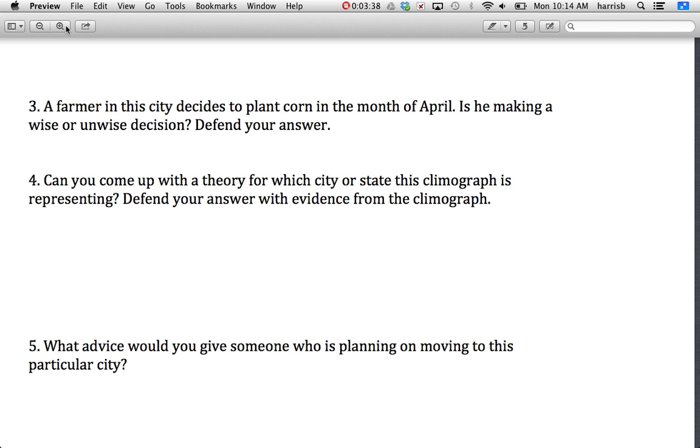Number four, can you come up with a theory for which city or state this climograph is representing? Based on what you know about the weather and climate of different places, and based on the information in the climograph, see if you can come up with a theory as to which city or state this climograph is representing, and use evidence from the climograph to defend your answer. Now, for number five, think about if you're going to give some advice to someone who is planning on moving to this particular city or state, what advice would you give them?